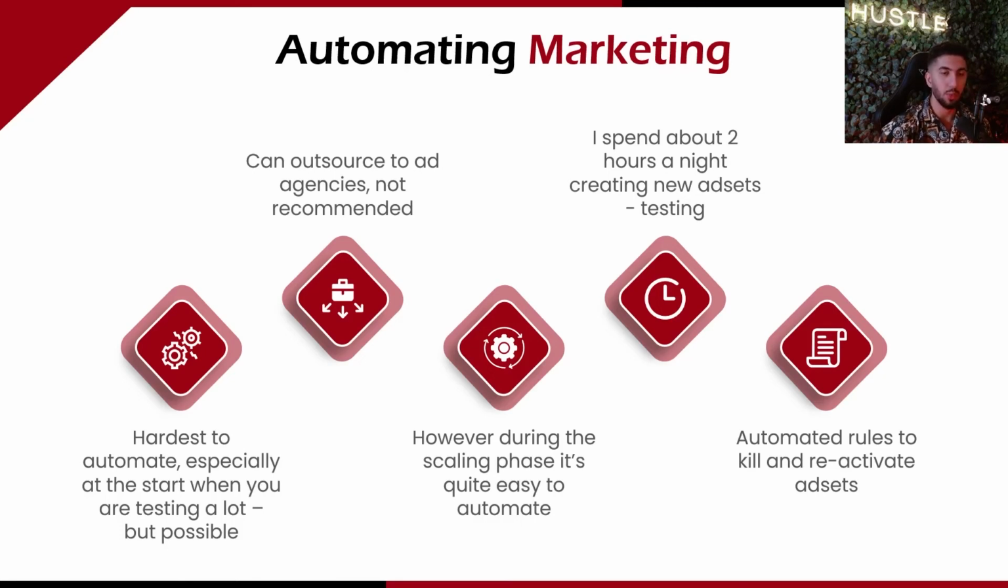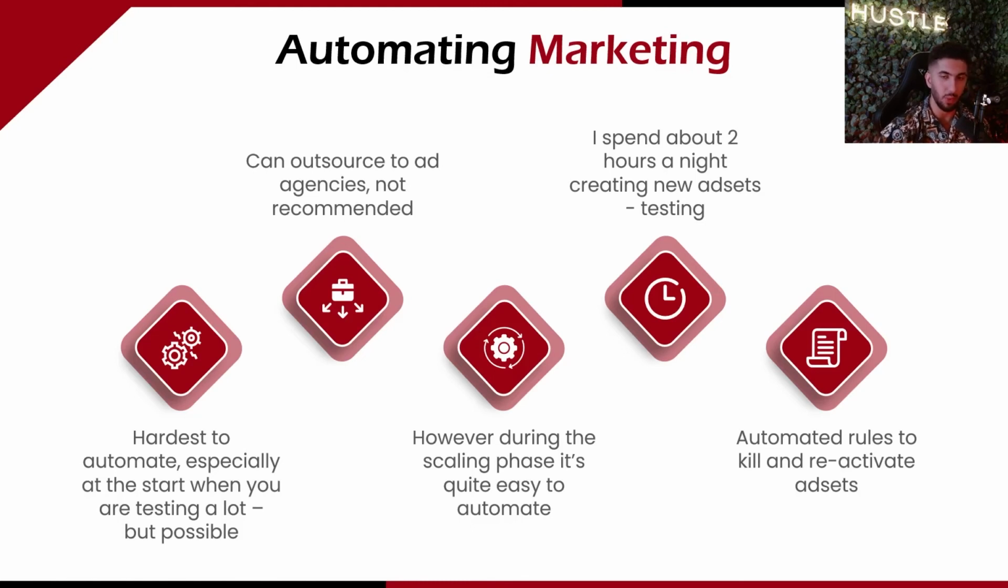However, during the scaling phase, it is quite easy to automate, because the rules are very simple. You turn off the ones that don't work, and duplicate the ones that do work into a CBO, ABO, or however you scale it, and use automated rules to kill and reactivate ad sets. If you're very busy, or you're going to travel, for example, and don't trust anybody else to turn on or duplicate your ads, you can make automated rules on Facebook that do it for you. It's not so complicated, but it still does the work.